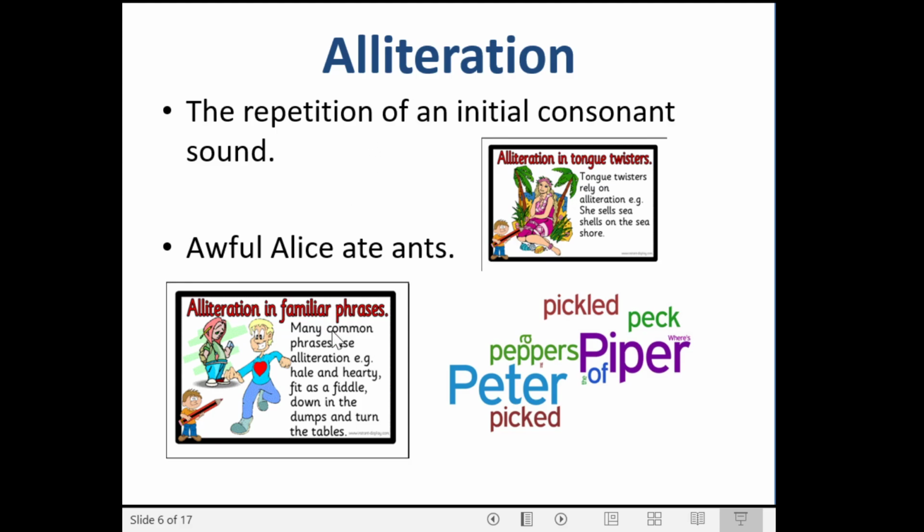Many common phrases use alliteration. Hale and hearty, fit as a fiddle, down in the dumps, turn the tables. Well, most of those you may have heard of before. Maybe not quite all of them, because one of them is unfamiliar to even me. Hale and hearty. Never heard that one before. I don't know about you. But anyway, that is what alliteration is.